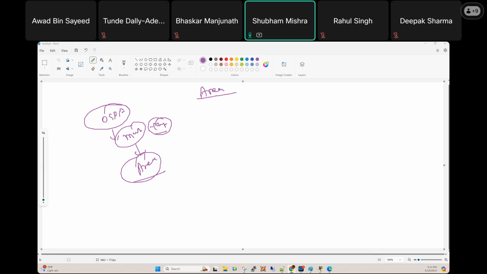For example, let's suppose in your room there are more than 10, 12, 15 members, all living in the same room. Definitely you would purchase another room where you distribute them. Same like this in the case of area.